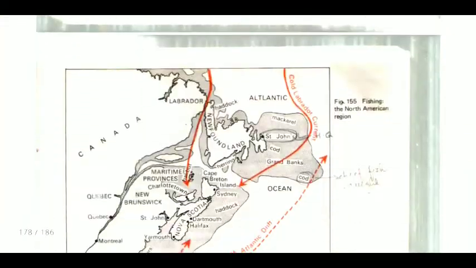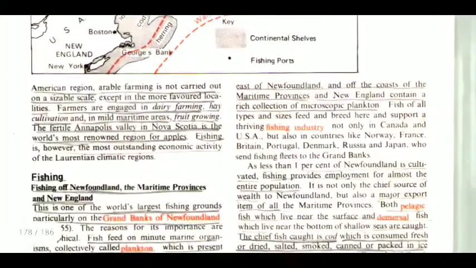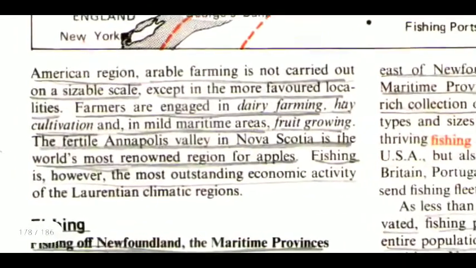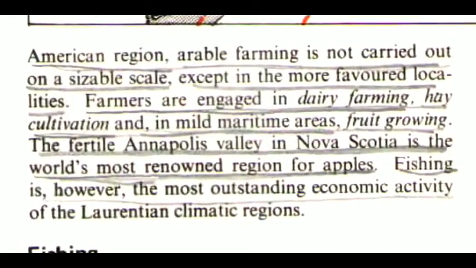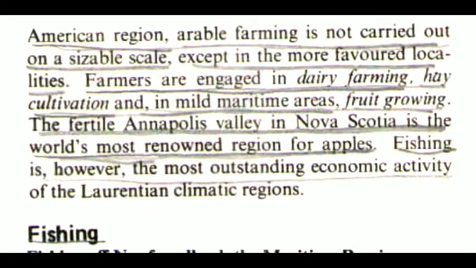In the North American region, arable farming is not carried out on a sizable scale, except in the more favored localities. Farmers are engaged in dairy farming, hay cultivation, and in mild maritime areas, fruit growing. The fertile Annapolis Valley in Nova Scotia is the world's most renowned region for apples. Fishing is, however, the most outstanding economic activity of the Laurentian climatic regions.